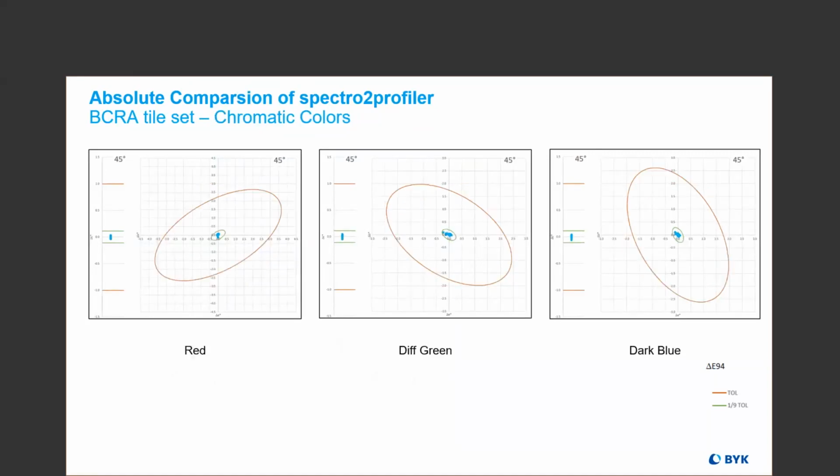And if we look at these chromatic colors, we have a red, a green, and a blue. We can see the same thing here. We have the tolerance, the red ellipse, defined by delta E94. The green ellipse is 1/9 of that tolerance, and you can see these measured color values fall well within 1/9 of that tolerance. So the agreement between these different instruments is very, very tight.